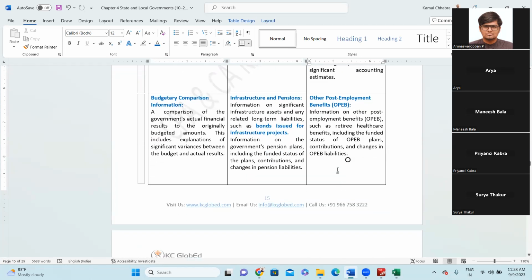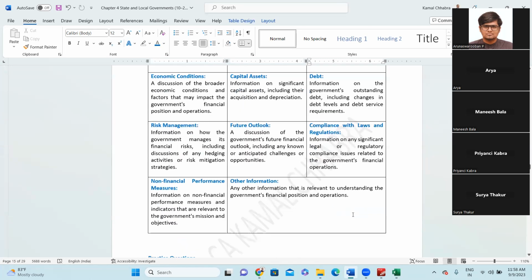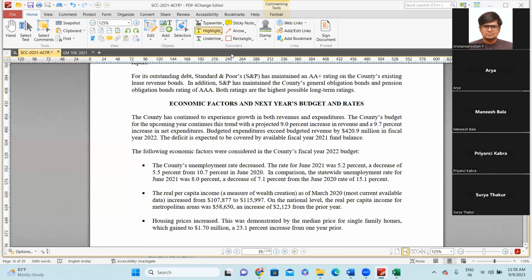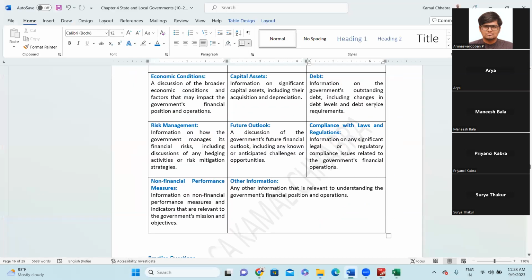Now coming to the seventh one, which is economic condition. If you see here, economic factors, and then next year's budget and rates, right? So the next thing is economic condition. As discussed earlier, economic conditions and factors that may impact the government's financial position and operations.